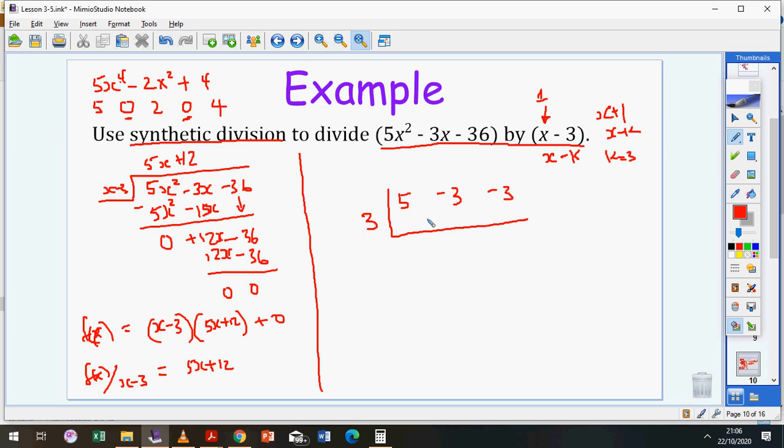So the first step is to get this 5 and bring it down under the division symbol, and then say 5 times 3, that gives you 15. Write it under the next value. In these columns we're going to add, all the columns here we add. So then you do negative 3 plus 15, which gives you positive 12.